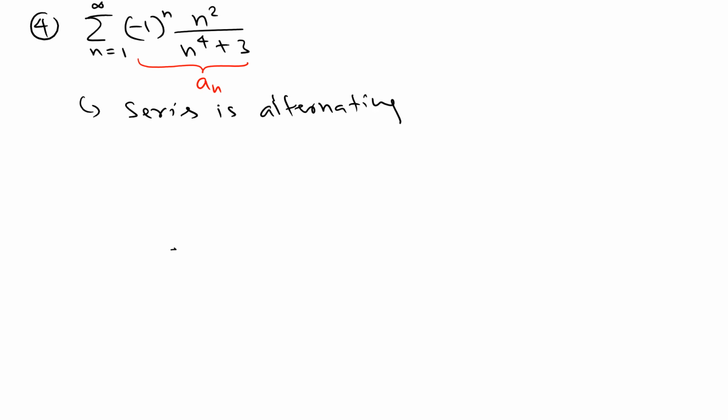The series is alternating, and the limit as n goes to infinity, a_n equals 0. So this is equal to 0. So we cannot use the test for divergence. So you have to use the alternating series test. Okay. So we can use the alternating series test.